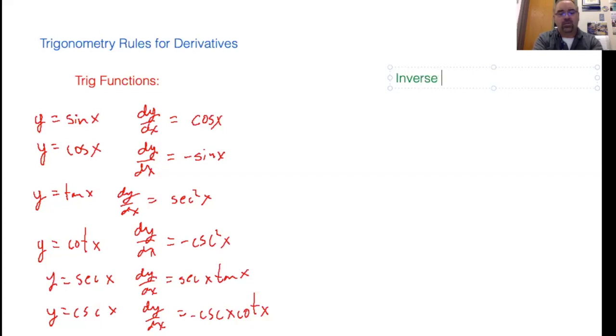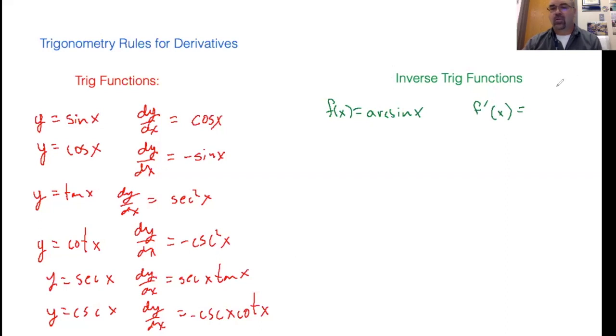Inverse trig functions. When we look at the derivative for the inverse trig functions, they're not nearly as simple as those were. For example, if f of x is arcsine of x, then the actual derivative of that function is not a trig function. It's a weird kind of radical. It's 1 over the square root of 1 minus x squared.